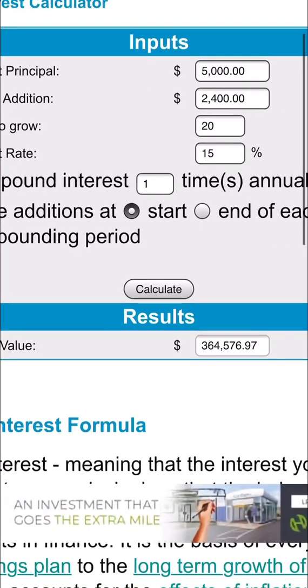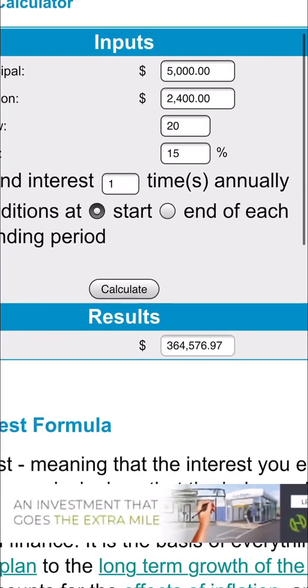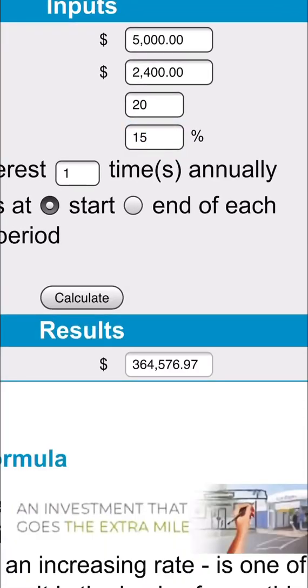Interest rate is 15% per year. You already have over $250,000. You have $364,000, boys. Now this is when stuff starts to get really interesting.